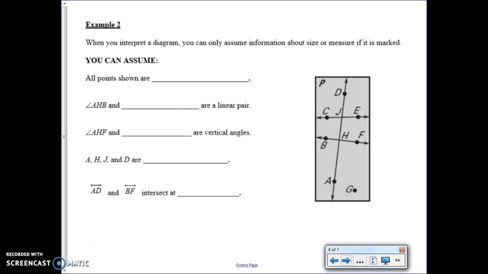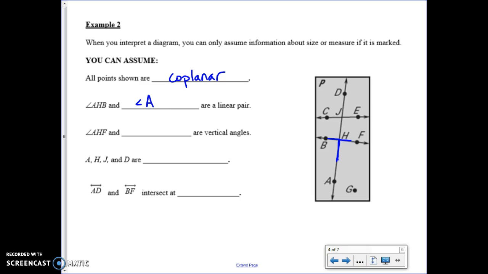Okay, so we've talked about this a little bit before, but we're going to talk about assumptions that you can and cannot make based on a picture. So looking at this diagram, things that we can assume. We can assume that all of these points are coplanar. Looks like they're all sitting inside that plane. We can assume that angle AHB and angle AHF are a linear pair.